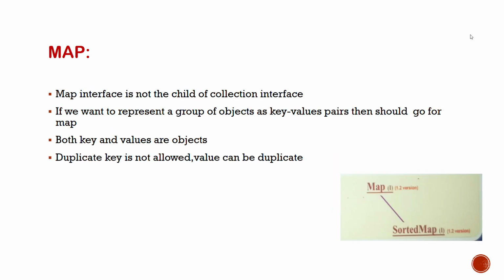So there is the map interface. Map interface is not a child of collection interface. If we want to represent a group of objects as key value pairs, then we should go for map. Both keys and values are objects. A duplicate key is not allowed, but values can be duplicated.